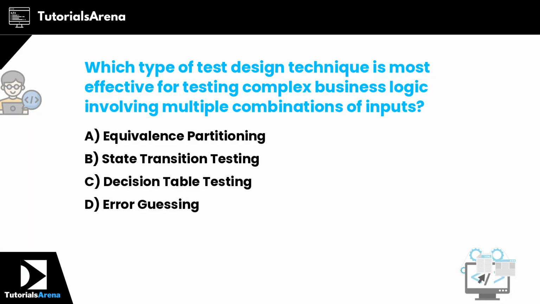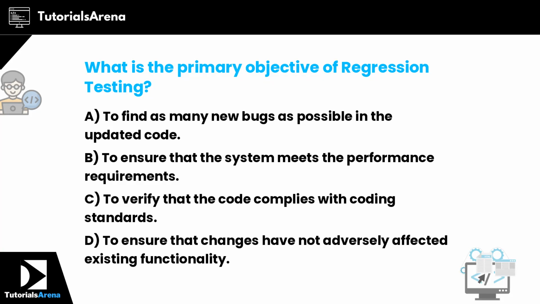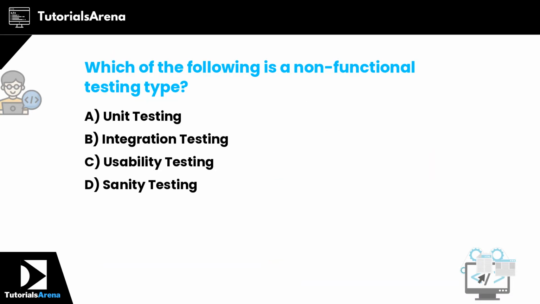Which type of test design technique is most effective for testing complex business logic involving multiple combinations of inputs? The correct answer is option C, decision table testing. What is the primary objective of regression testing? The correct answer is option D, to ensure that changes have not adversely affected existing functionality. Which of the following is a non-functional testing type? The correct answer is option C, usability testing.